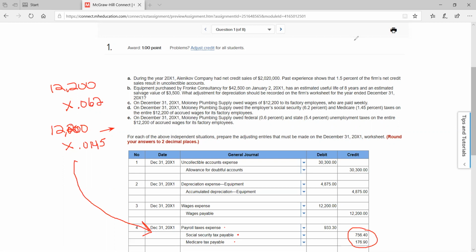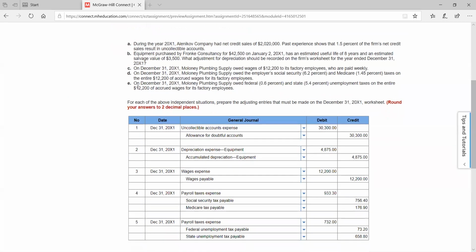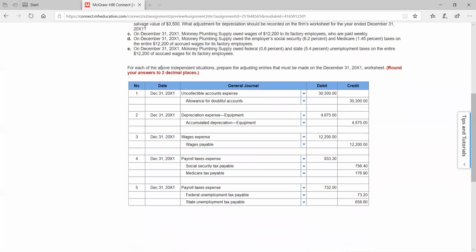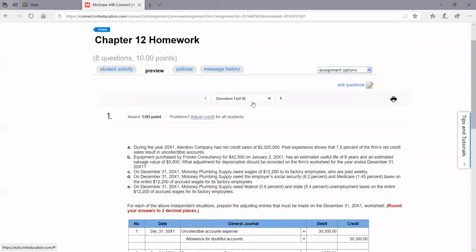All right, and then again, you have to do the same thing on the last one. On that one's going to be unemployment. And as you can see, unemployment, it's 0.6% for federal and 5.4% for state. And again, you just take these individual rates, multiply them by the 12,200, and notice you'll have a federal payable and a state payable, and then you just debit the payroll tax expense. All right, that is problem 1.